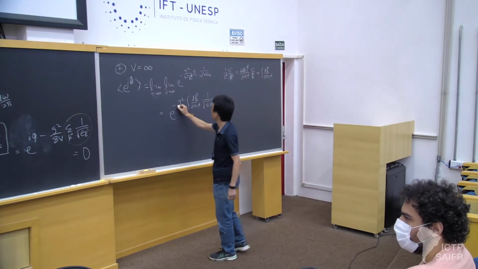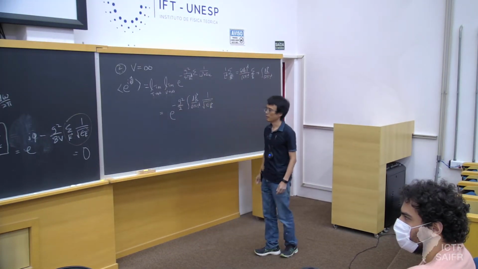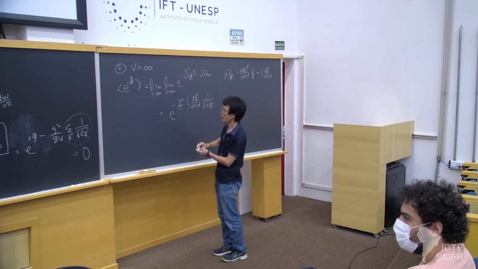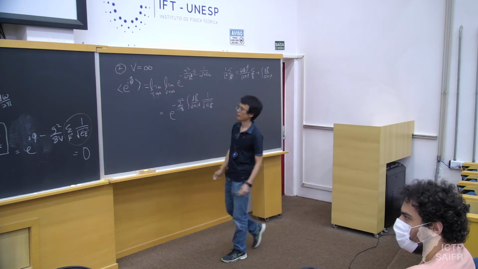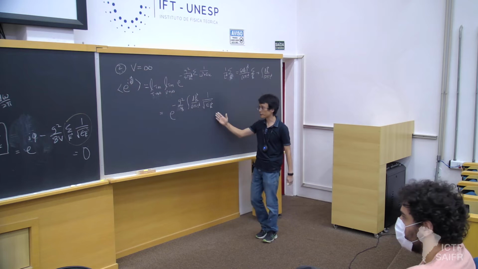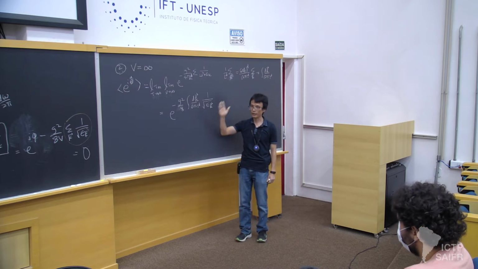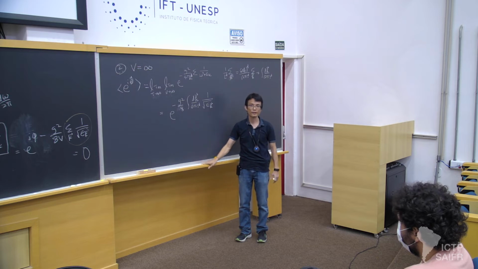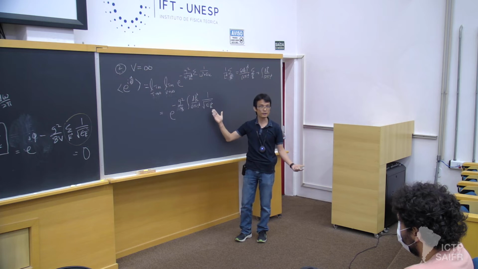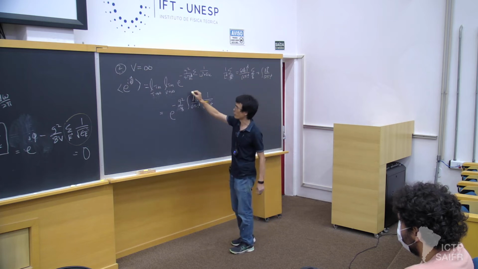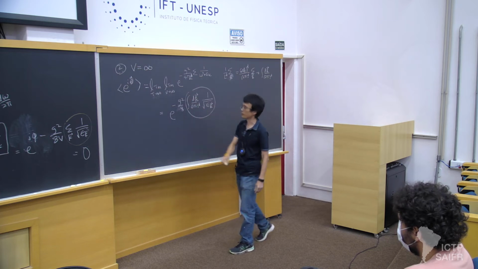Maybe I have factor of 2 here. Oh, sorry. 8 here. Okay. So this is the answer you get in the thermodynamic limit when V is strictly infinite. Okay? And let's compute what this is. Where what really matters is this integration.